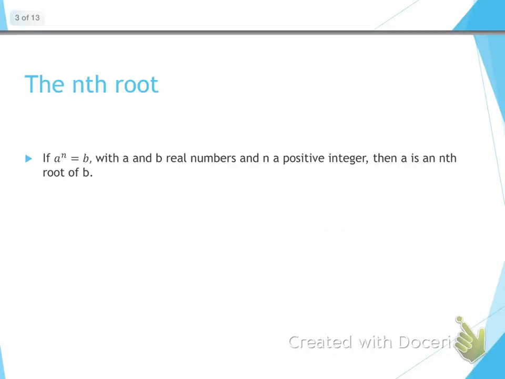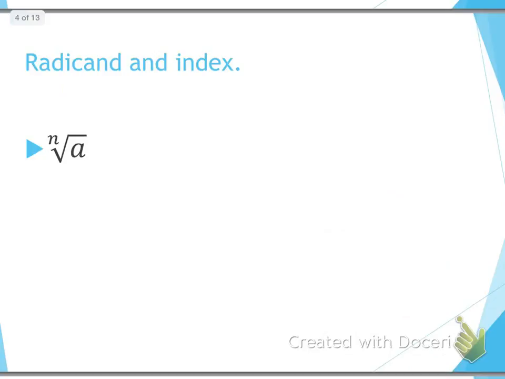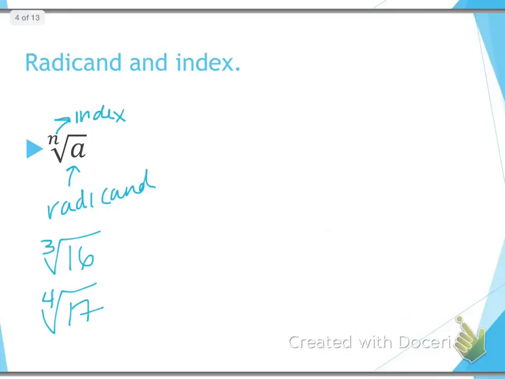Okay, we're going to be talking about nth roots now, where a and b are real numbers. N is always going to be positive, and a is going to be the nth root of b. So an example, we're going to be talking about things like this, where n is going to be called the index, and a is going to be called the radicand. So it's going to look like this, or like this, or something like that.